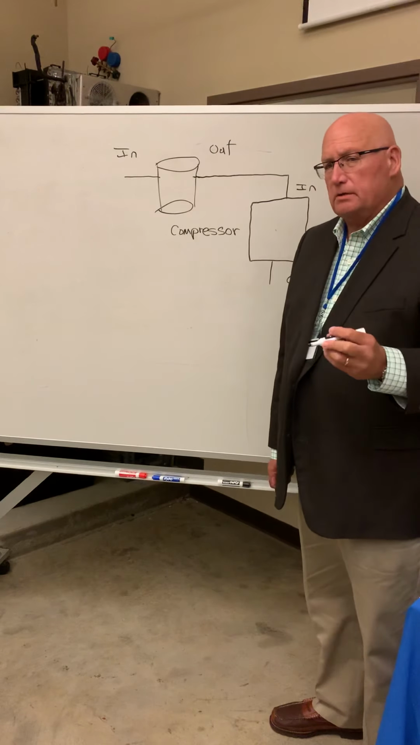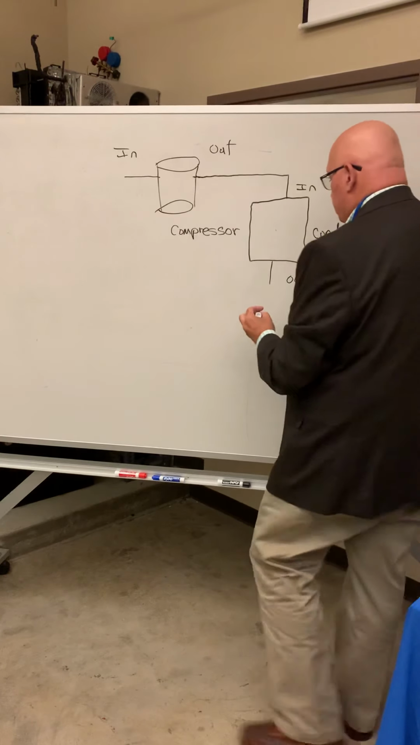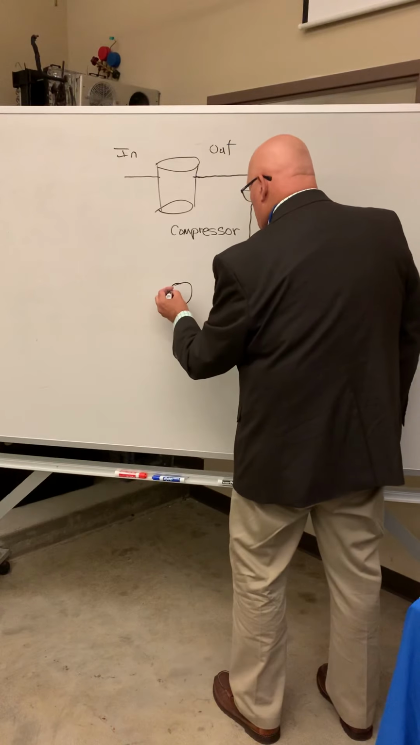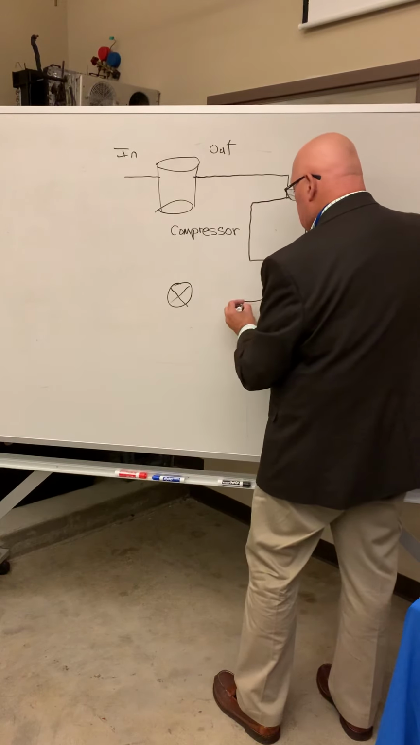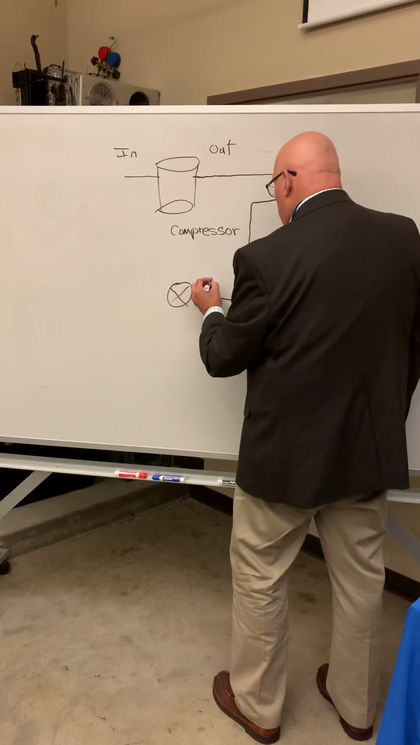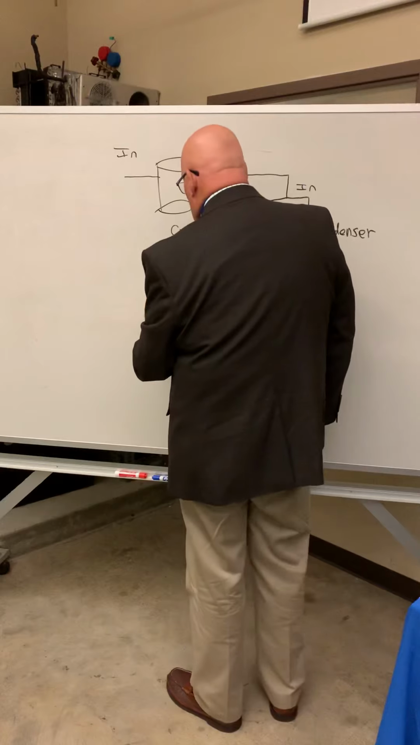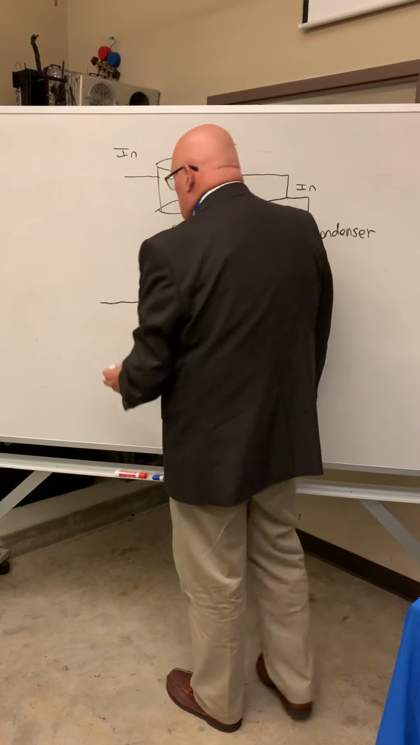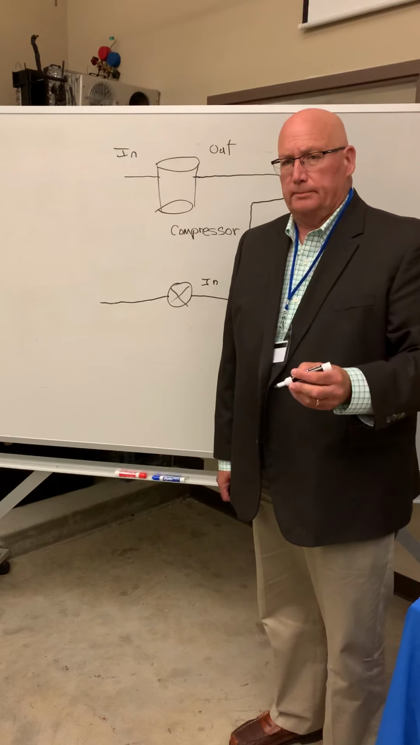The next place it was going to go, you guessed it, the metering device. The symbol for a metering device is a circle with an X. And my pipe goes in, and I have a pipe that goes out. Now the next stop is the evaporator.